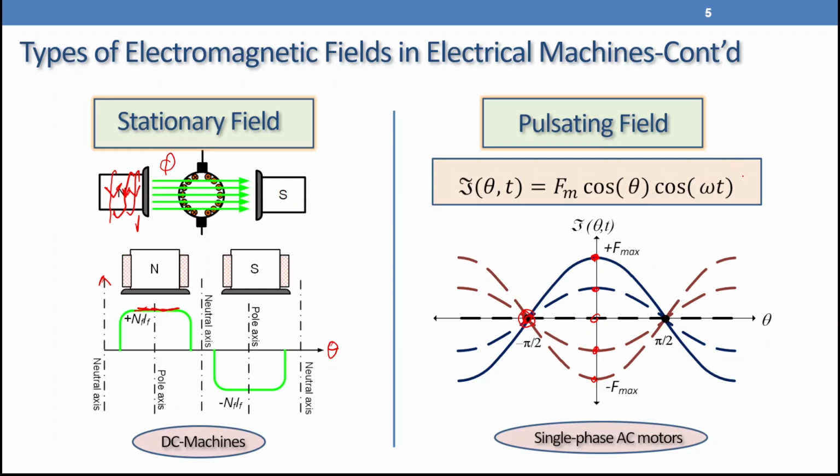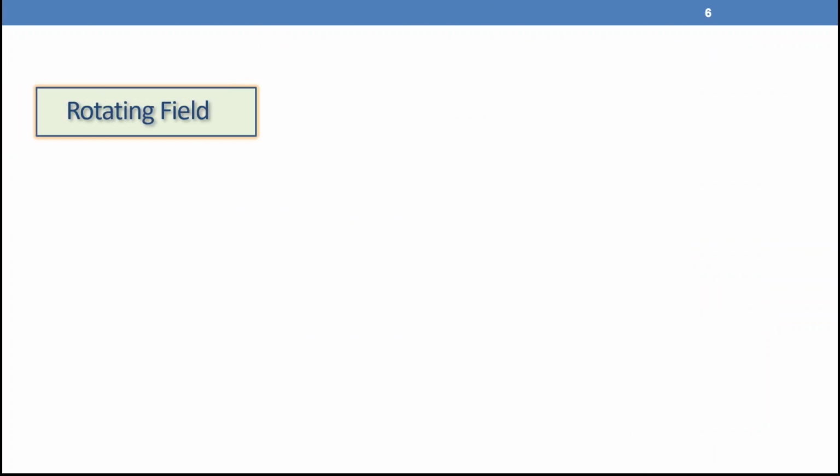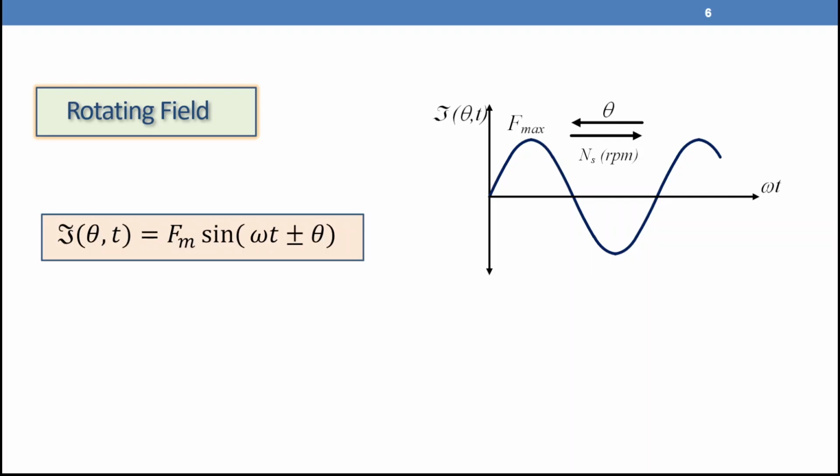Please note this equation. It is something like cosine, cosine, but one of them is a function of theta and the other one is omega t. Regarding the rotating field, the function is f of theta and t equals F maximum sine of omega t plus or minus theta. This means that the field can rotate clockwise or anti-clockwise, as we can see here.